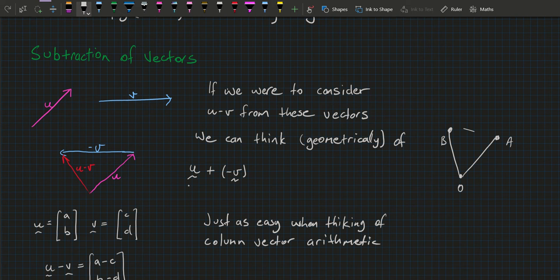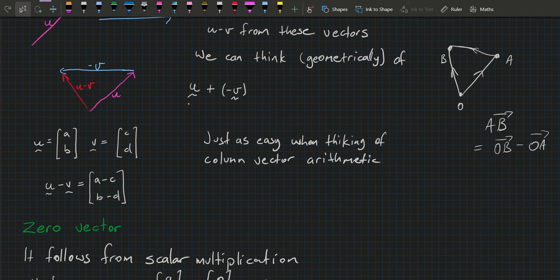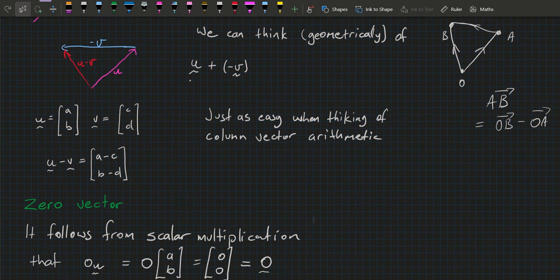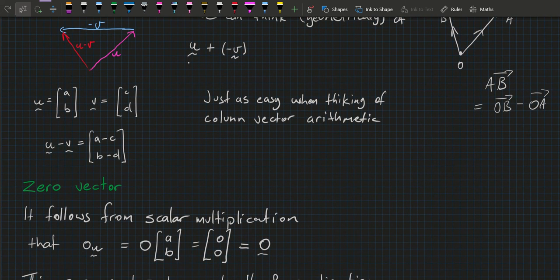So I can use this principle here to see that A to B is equal to O to B take away O to A. Okay, but that's just using these subtraction principles we've used already. It's much easier to think about these when we think about column vectors. Okay, so you can just add and subtract. You can subtract them in the same way you add.